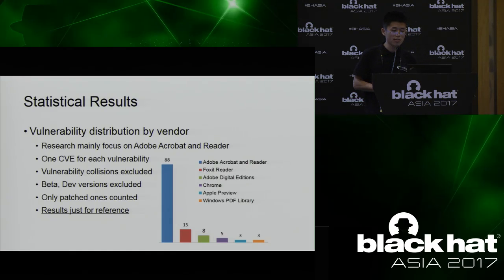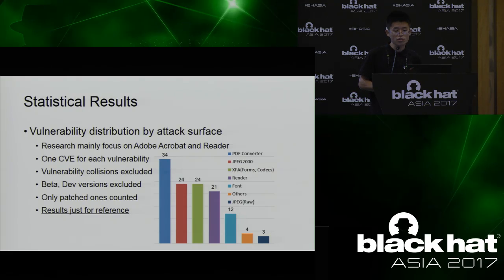This figure shows the vulnerability distribution sorted by vendor. Again, it should be noted that my research mainly focuses on Adobe Acrobat and Reader. Here, there is one CVE for each vulnerability, and bug collisions are excluded. Vulnerabilities that only affect the beta or dev versions of products are excluded, and the unpatched ones are excluded. And the result here is just for reference. It does not mean which product is more vulnerable than others.